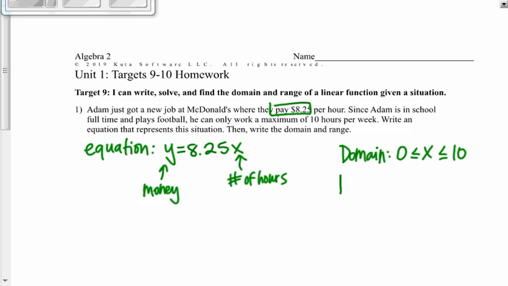So then the range goes with y, the amount of money that Adam could make. So if you don't work any hours, which is the minimum number of hours, you don't make any money. So we're going to have a 0. And then the high end would come from if you worked all 10 hours. So if you have 8.25 times 10, you would have $82.50.